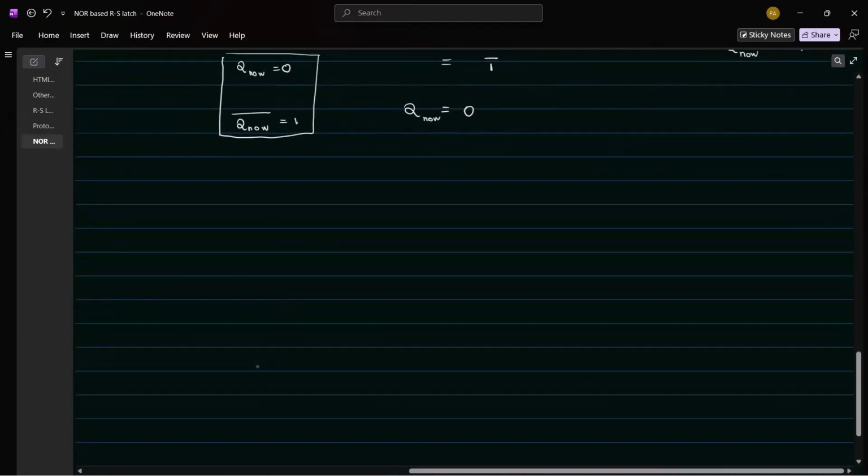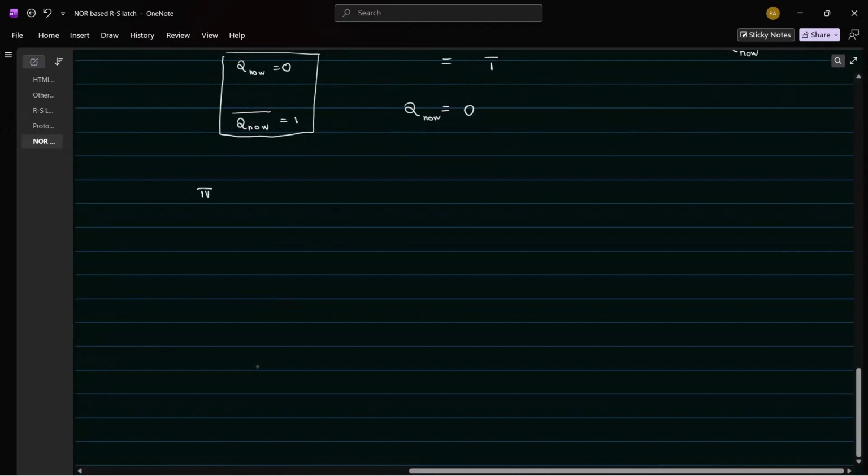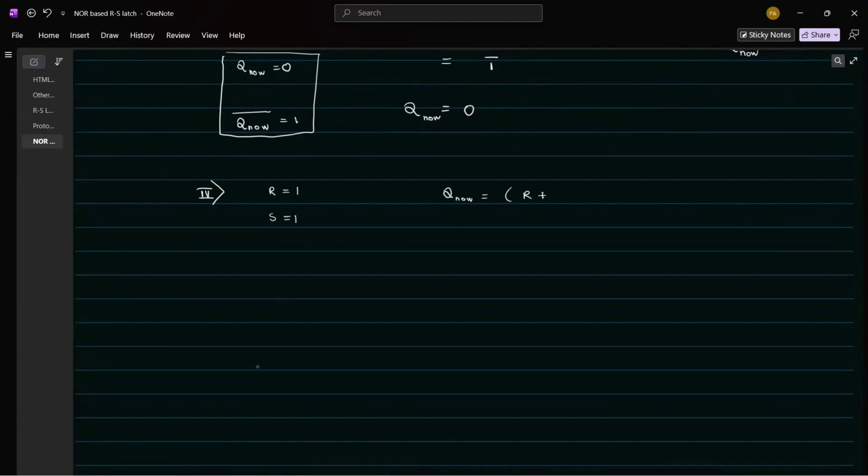And for the fourth one, it doesn't work. I'll teach you why through the circuits also, why it is invalid. So we have R is equal to 1 and S is equal to 1. If you put the equation for Q now, it will look like R plus Q previous whole thing bar, and since R is equal to 1, Q now will be 0. Then you normally know Q now whole thing bar should be equal to 1.